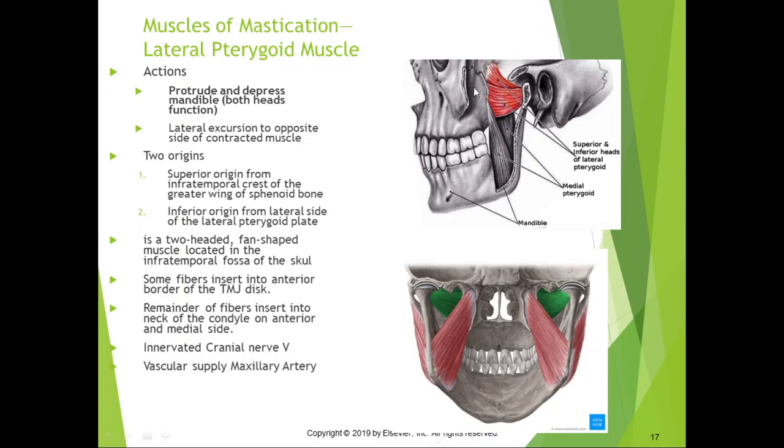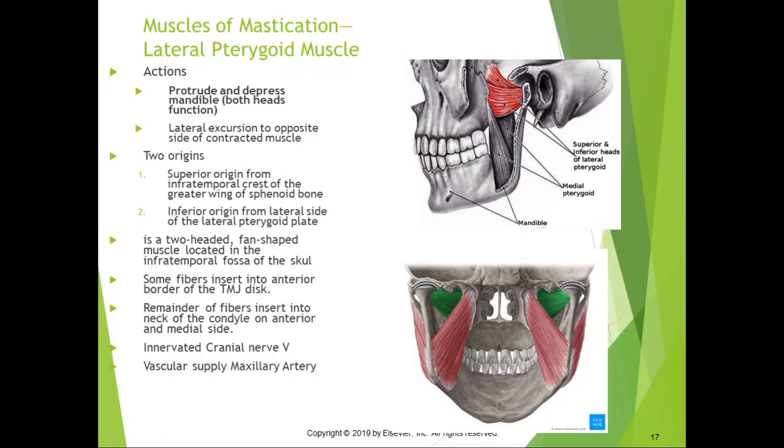There are two origins. The superior portion of the lateral pterygoid is coming from the infratemporal crest, right up in here, down into the wing of the sphenoid bone. Our inferior origin is going to come from the lateral side of the lateral pterygoid plate. We can see here in this lower diagram, in this green color, looking from inside the skull, it's coming across here. There's our superior and there's our inferior on both sides.